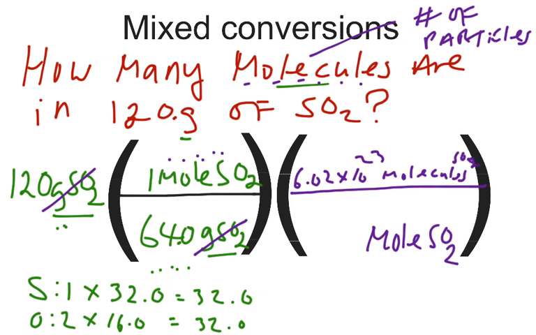Avogadro's number is always equivalent to how many moles of stuff? Yes, 1 mole of stuff. So what's going to happen now, people, is our moles SO2 will cancel out. What are we left with? We are left with molecules, what the problem stated that we are to find, so we stop. Now we have to do a simple calculation. I'm going to go ahead and do that. You pause the video and do that also. We'll see if we get the same answer.